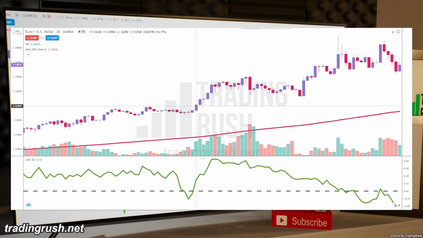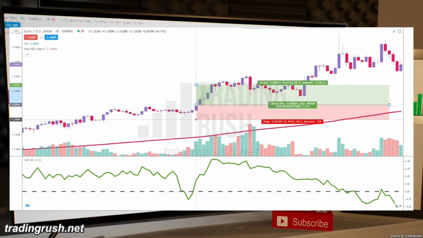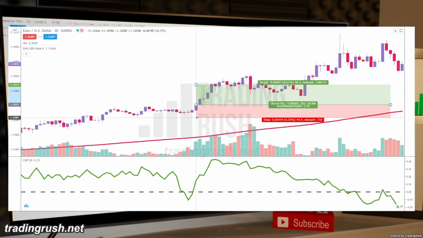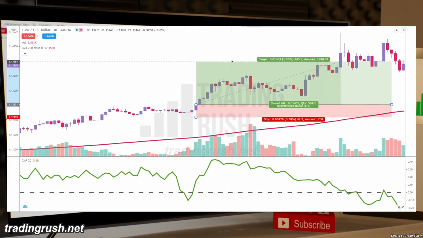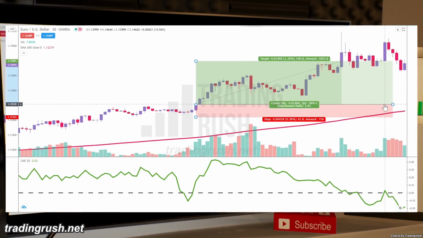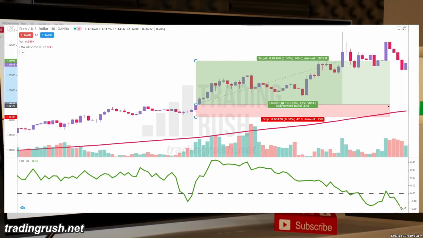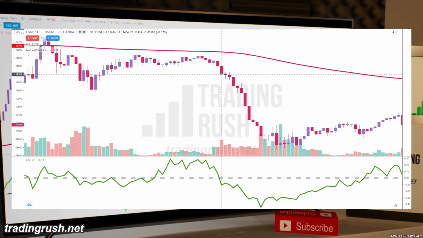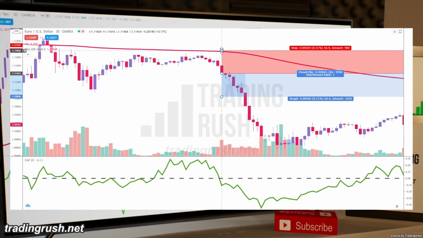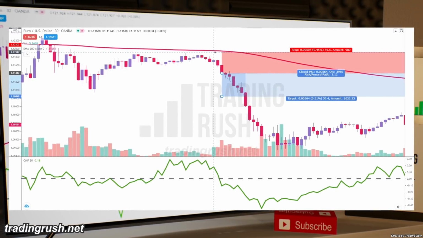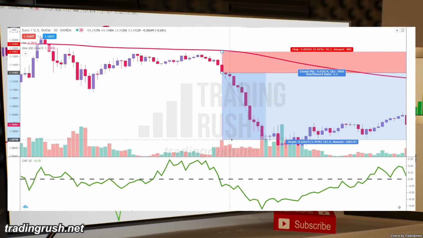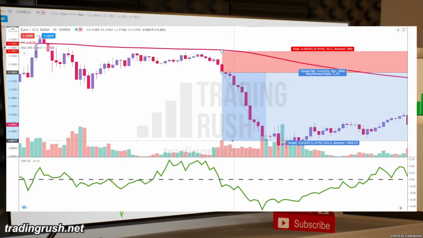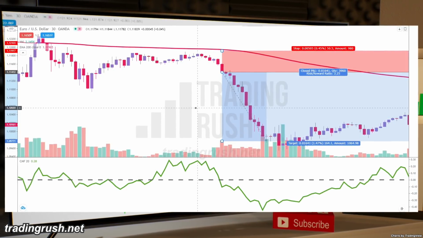Here, price is above the 200-period moving average, and the CMF is crossing above the zero line. Your entry is at the closing price of the first candle that closes above the zero line. And here, price is below the 200 moving average, and the CMF is crossing below the zero line. The entry is at the closing price of the first candle that crosses below the zero line.